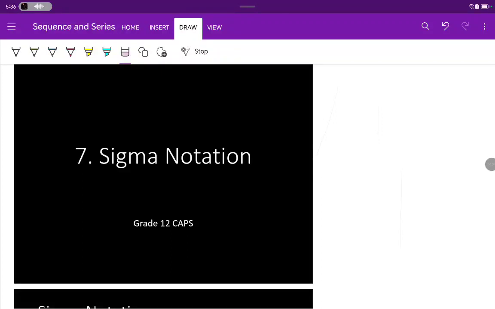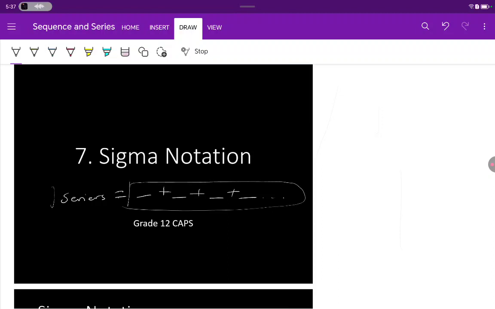Sigma notation. Sigma notation is a shorthand way of writing a series. So you know that a series is actually the sum of a sequence, right? Any type of series is equal to term 1 plus term 2 plus term 3 plus term 4 dot dot dot. Sigma notation is how we can mean this, but we don't write it out like that.